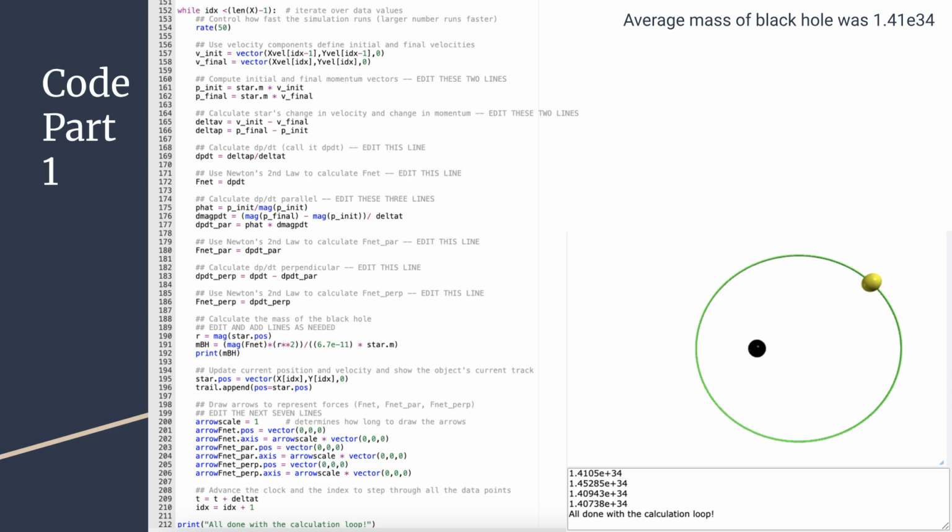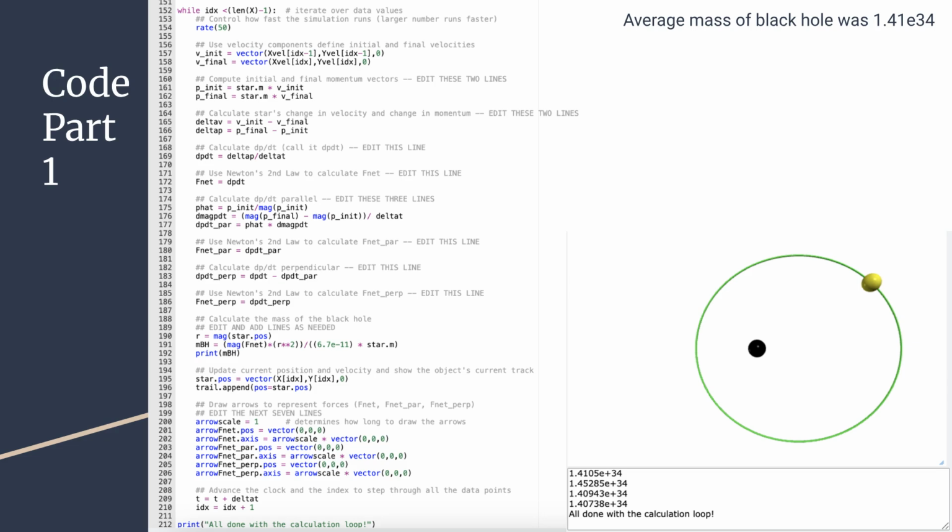So for the code part 1, we used a while loop in GlowScript, and we first found v initial and v final. And from there, we went to momentum initial and momentum final using the mass of the star times the initial velocity and mass of the star times final velocity. From there, we found the change in velocity doing just v final minus v initial, and the same with momentum. We did the momentum final minus momentum initial.